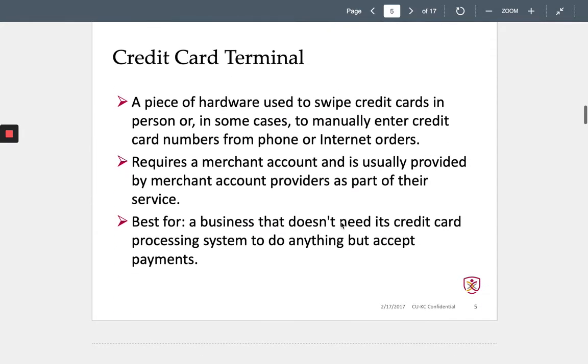Next is a credit card terminal. That's what we see just about everywhere. So it's a little separate box that has paper that comes right out of it. That's going to be what you sign. You'll swipe the card or stick the card in it, and the chip will read, and then it will print out the receipt. The patient will sign, or customer, and then they'll get a copy. You'll get a copy. Those are separate.